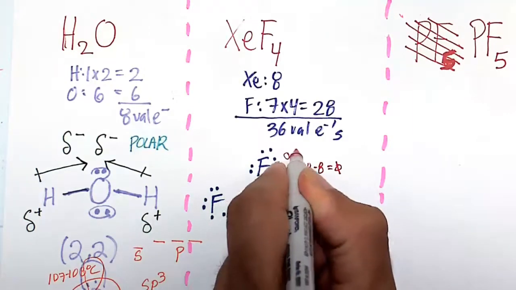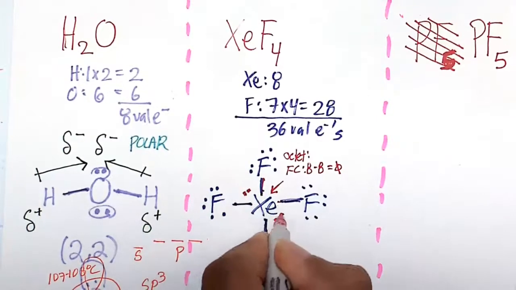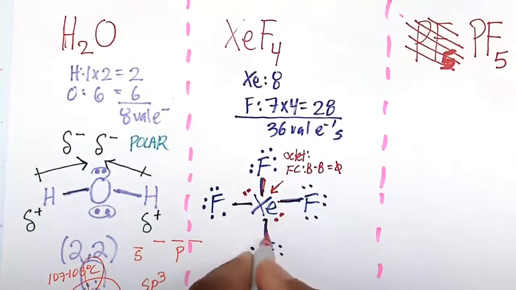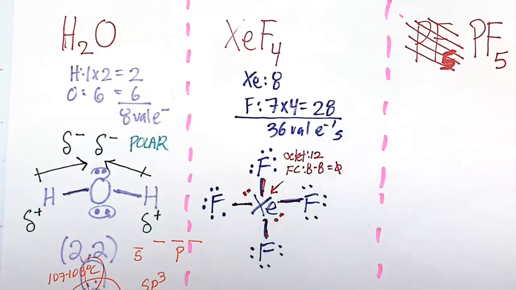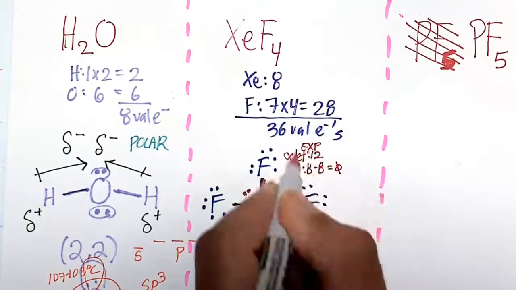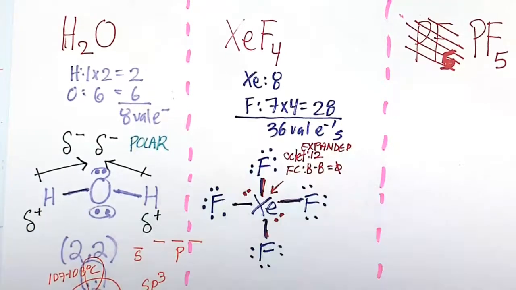How about the octet rule for xenon? 1, 2, 3, 4, 5, 6, 7, 8, 9, 10, 11, 12. So my octet rule is 12, but that's okay. That's okay because I can have what's called an expanded octet. So the fact that I got my formal charge 0 is much, much better.